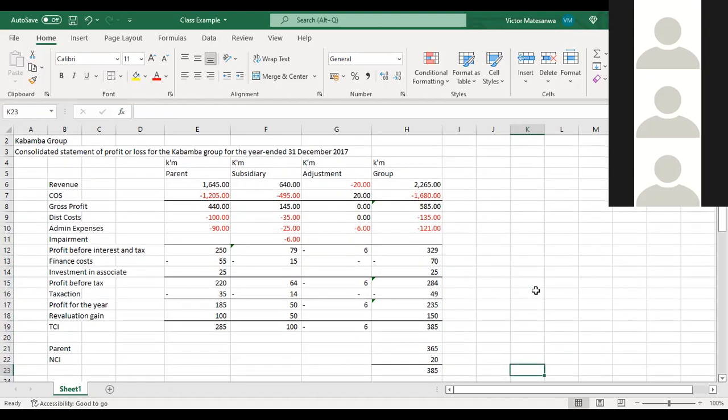On the NCI, you got your 20% of the 100 from the subsidiary. Then the difference is attributable to the parent company. That is it on the group profit and losses. Okay, you can stop sharing if it's okay. Then we continue with the other two components that are part of our inventory.